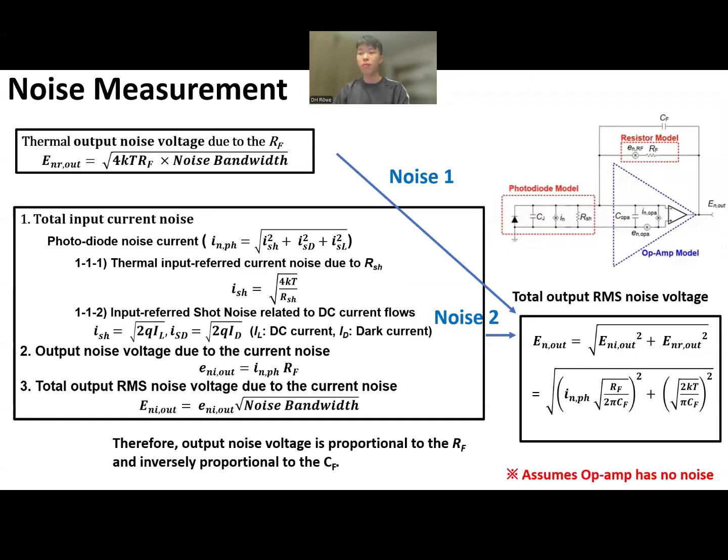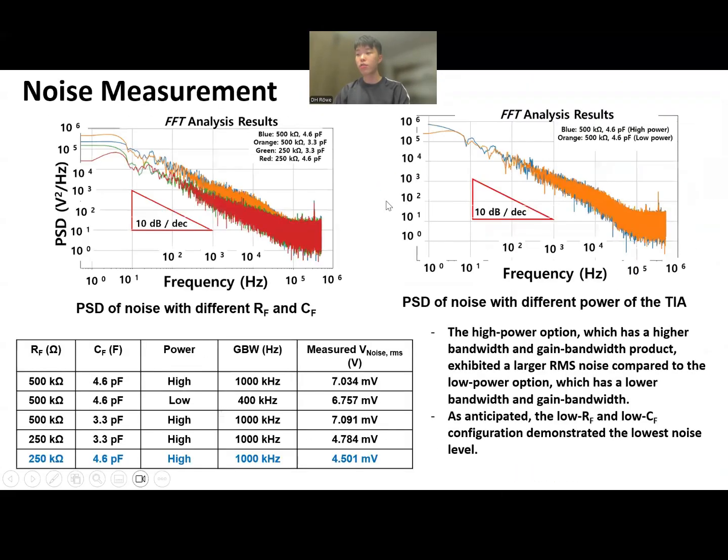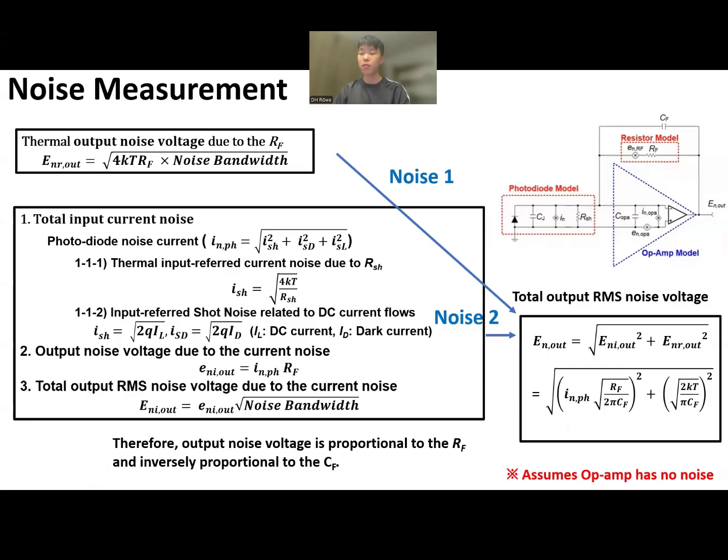Assuming an ideal op-amp with no intrinsic noise, the main contributors to output noise can be categorized into two. The first one is thermal noise due to the resistor in feedback, which can be expressed by this equation. The second one is the shot noise and thermal noise due to the noisy photodiode current, which can be expressed by this equation. Combining both yields an expression showing that the total noise increases with RF and decreases with CF.